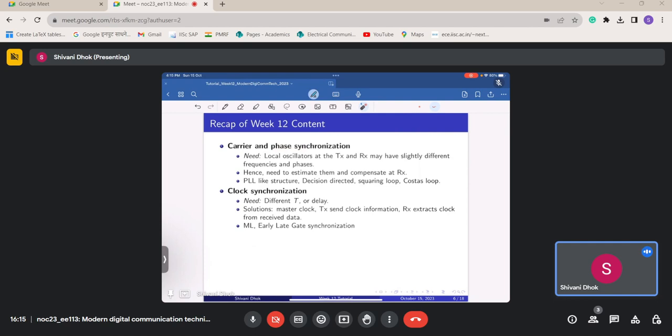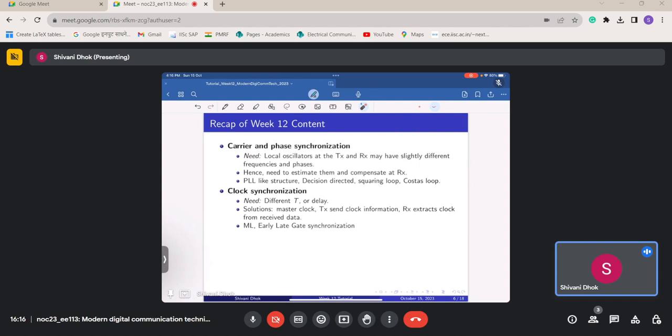And in order to do that, we need to estimate these two things, that is frequency and phase, and we need to compensate them at the receiver. And this can be done by PLL structures or decision directed structures or squaring loop structures and Costas loop. After that, the next thing is your clock synchronization. Again, the timing or the clock, so basically you're transmitting symbols, and one symbol is being transmitted for one symbol duration. Now this definition of one symbol duration and when that one symbol duration is starting is very important, because you are sampling at your receiver end.